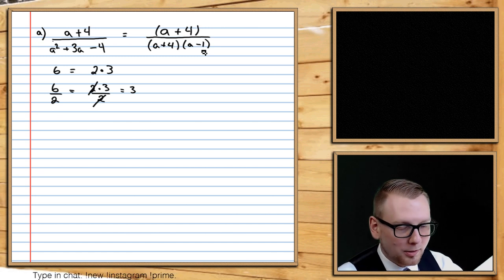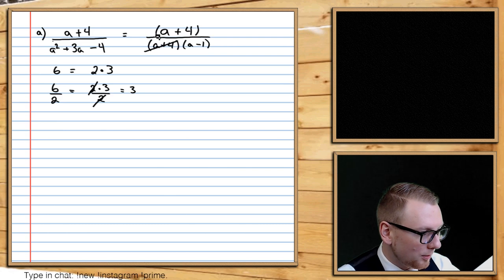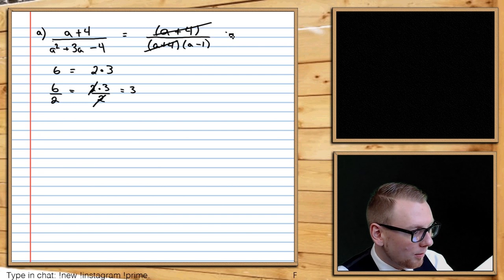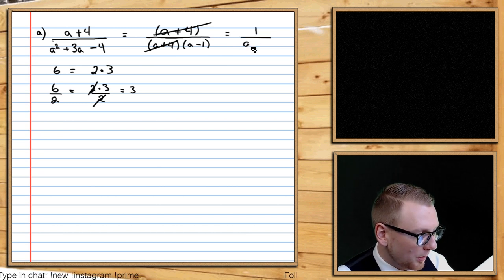Yeah, you cross them both out. So you have a plus 4 and a plus 4 cross out. So then you're just left with 1 over a minus 1, right?